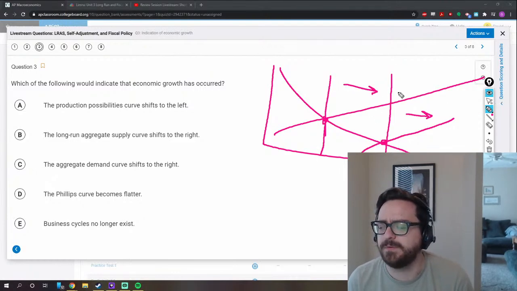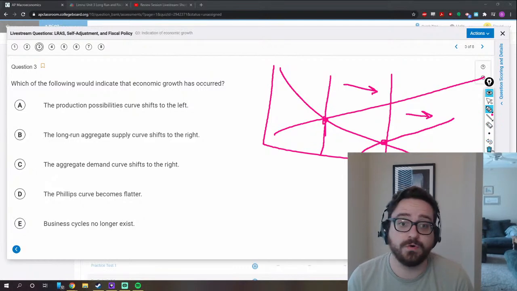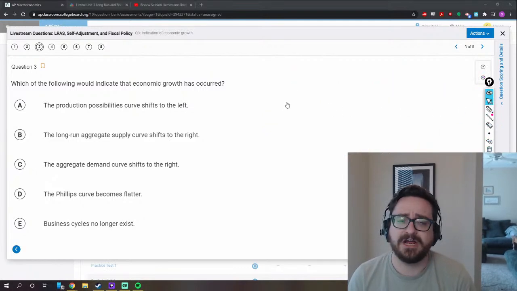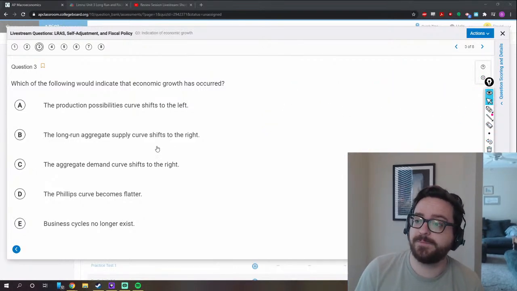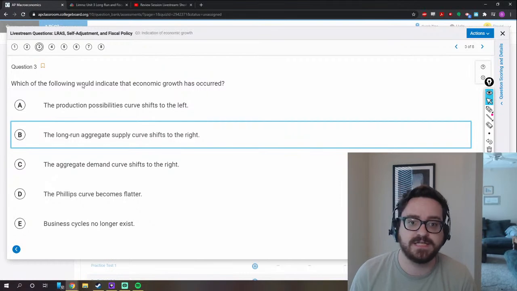But again, typically when LRAS moves, it also moves the other stuff. It doesn't move on its own, typically. I hope that helps. It is super confusing. And we'll get into this a little bit more when we do unit 5 or 6, whichever one hits economic growth, because that is a topic in one of those.